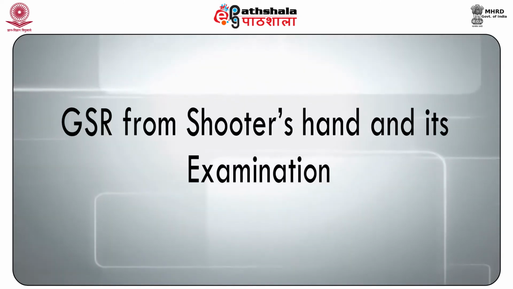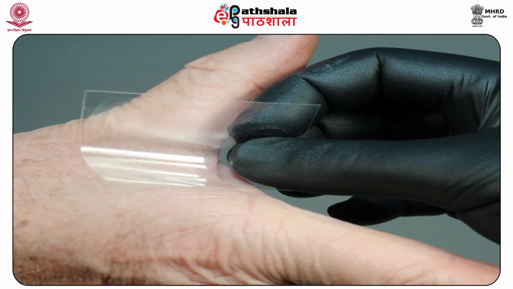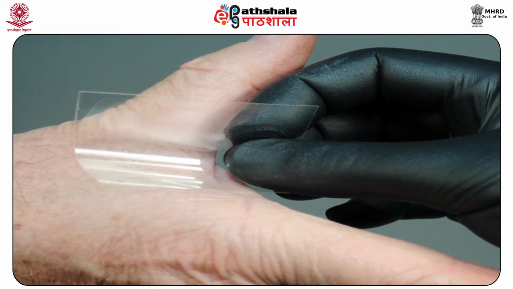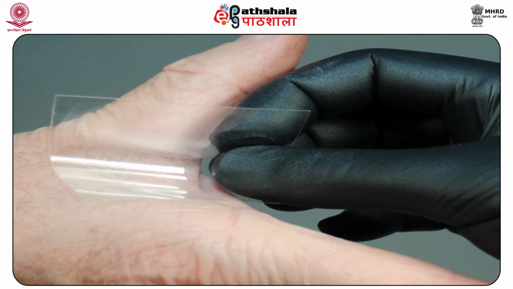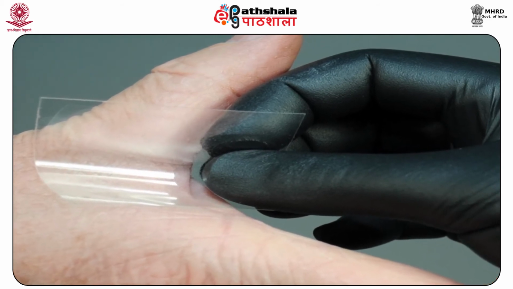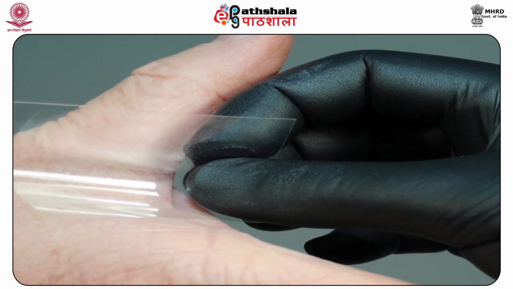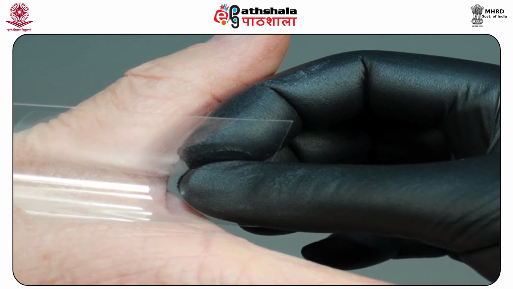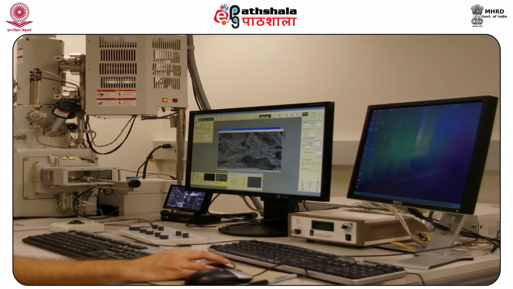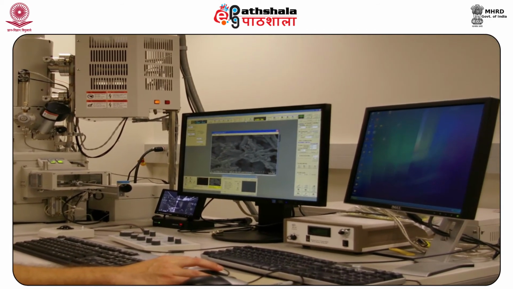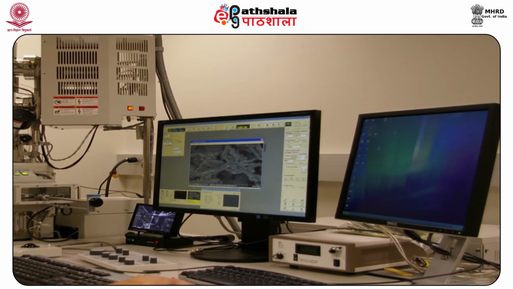Let us have a look on GSR from shooter's hand and its examination. One application of scanning electron microscopy has been to determine whether a suspect has recently fired a gun. In this regard, an attempt is made to remove gunshot particles that remain on a shooter's hand by lifting them off with a piece of adhesive tape. The tape is then examined under the SEM for the presence of particles that may have originated from the bullet primer.